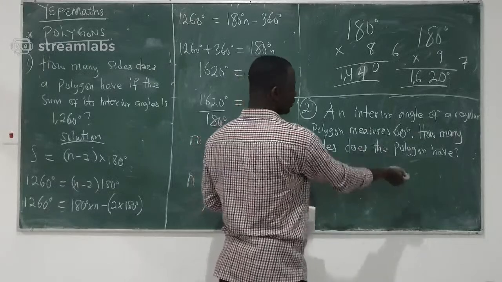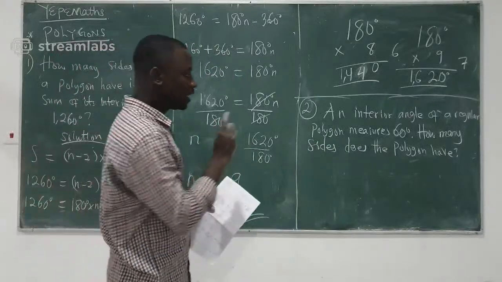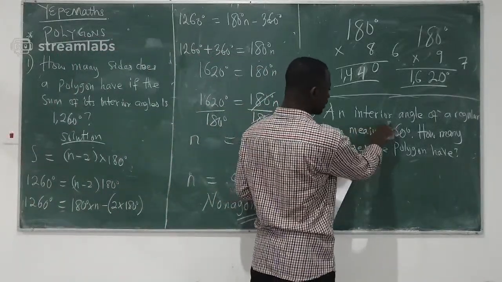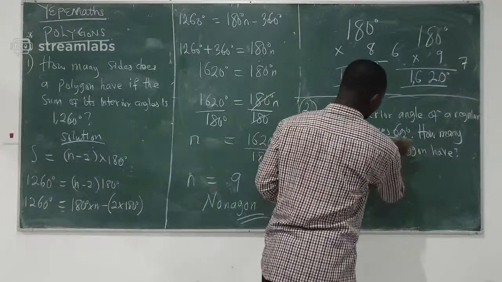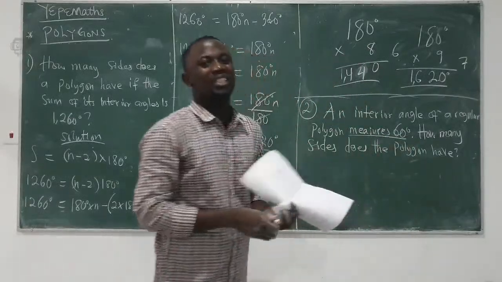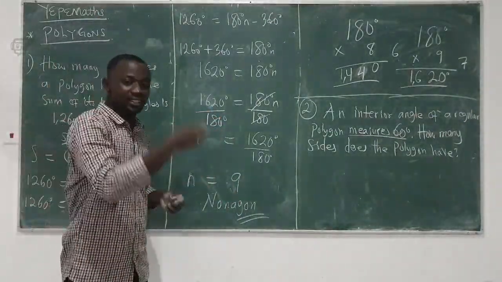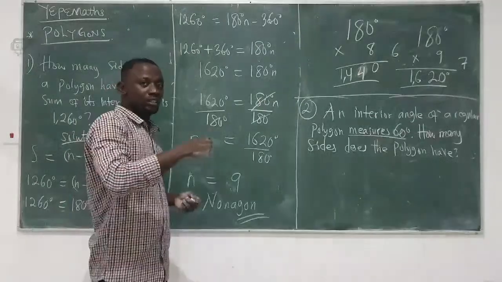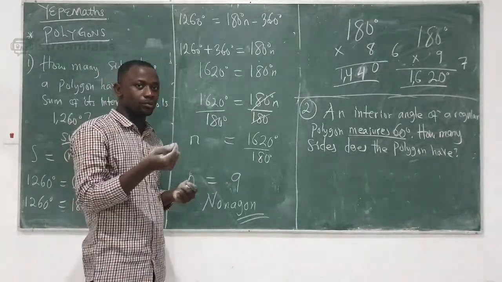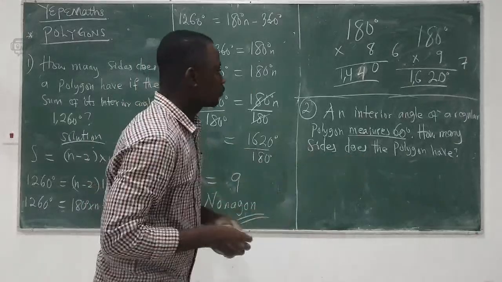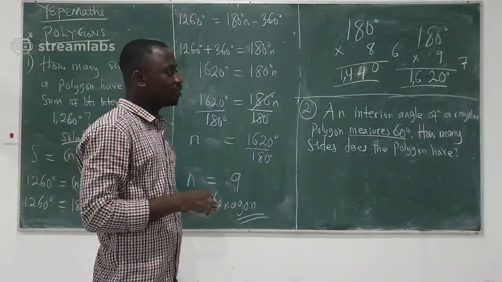So the key thing is an interior angle of a regular polygon measures 60 degrees. So what is an interior angle? Here they didn't tell us the sum of interior angles. They are saying that an interior angle, which means that each interior angle of that regular polygon measures 60 degrees. This is the key idea, we have to get it. So once we know how to find each interior angle, we'll be able to find the number of sides.